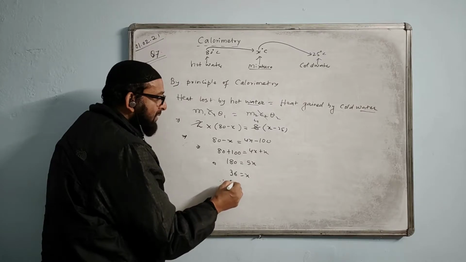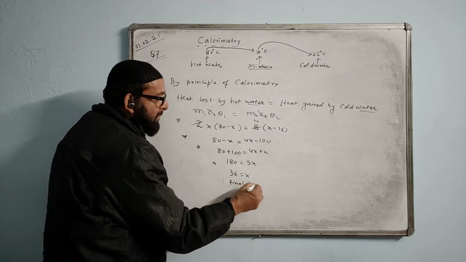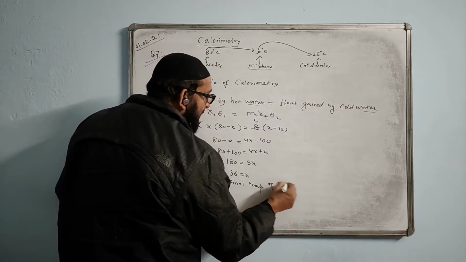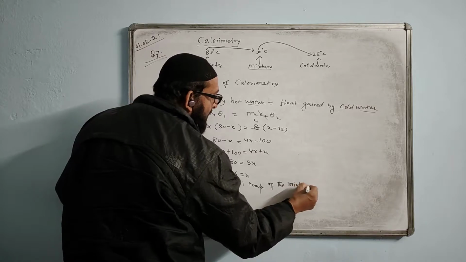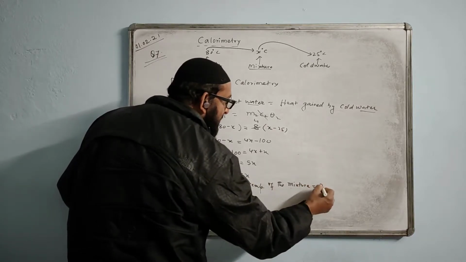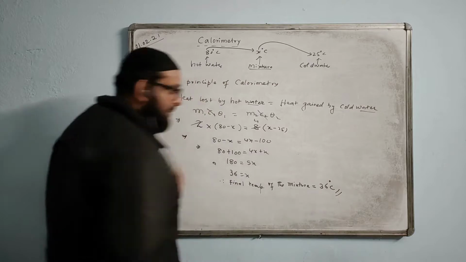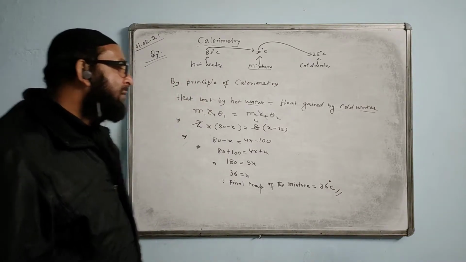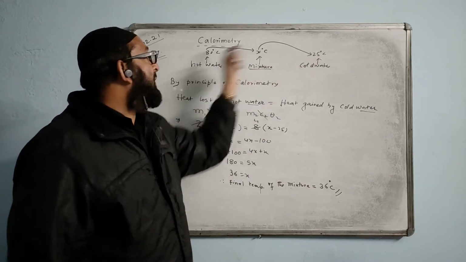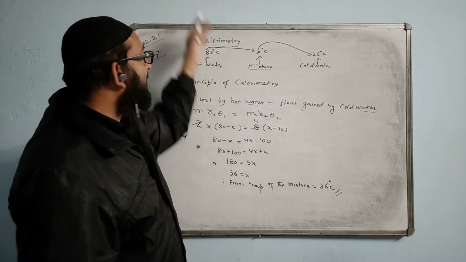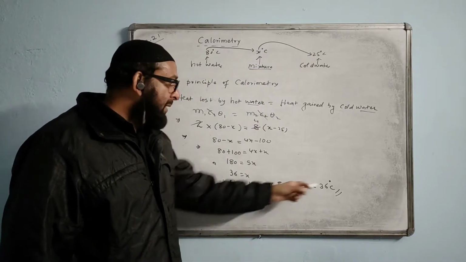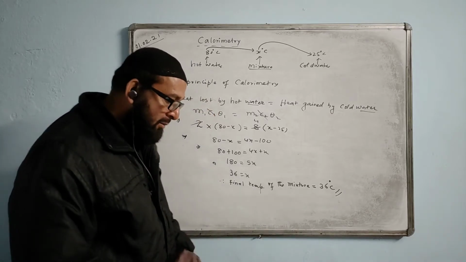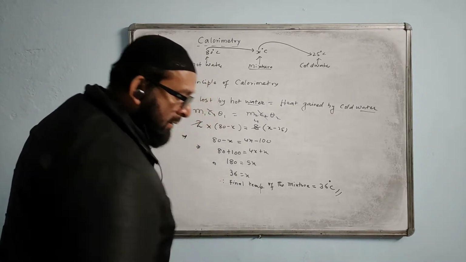Therefore, the final temperature of the mixture is 36 degrees Celsius. That is the answer. You can check whether your answer is right or wrong: your answer must come anywhere in between them. The answer must not be more than 80 and must not be less than 25. So it is coming in between. That is 36 degrees Celsius, the solution for this question.